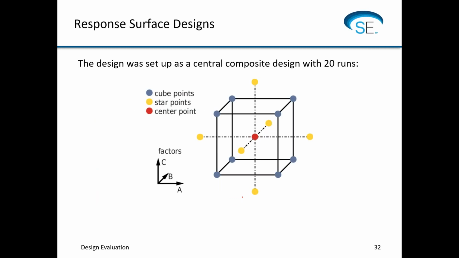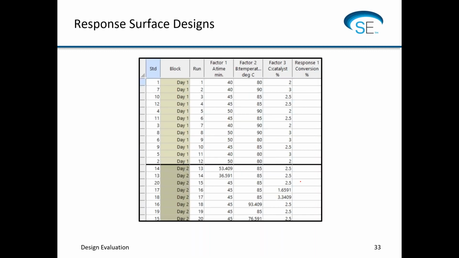The design, for those of you that are familiar with it, was set up as a central composite design with, I believe, 20 runs. A central composite design looks something like this. You have your factorial here in the middle, but then you also have some star or axial points here, some of them here, and then you're also doing some runs here at the center. This is going to allow you to fit more than just a factorial model. It'll allow you to fit a quadratic model. Here's what the design looked like.